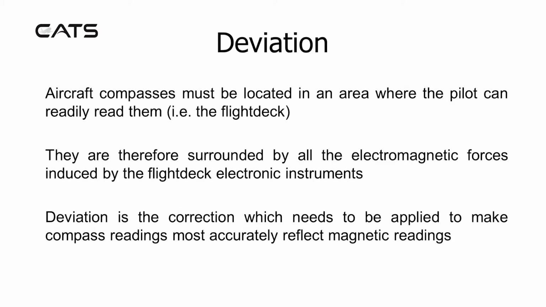Deviation. Aircraft compasses must be located in an area where the pilot can readily read them, i.e. the flight deck. They are therefore surrounded by all the electromagnetic forces induced by the flight deck electronic instruments. Deviation is the correction which needs to be applied to make compass readings most accurately reflect magnetic readings.